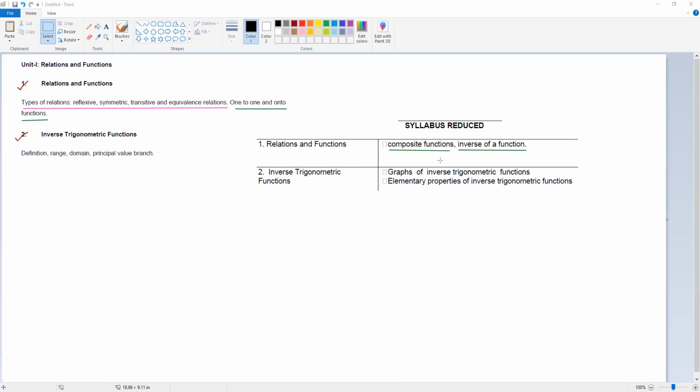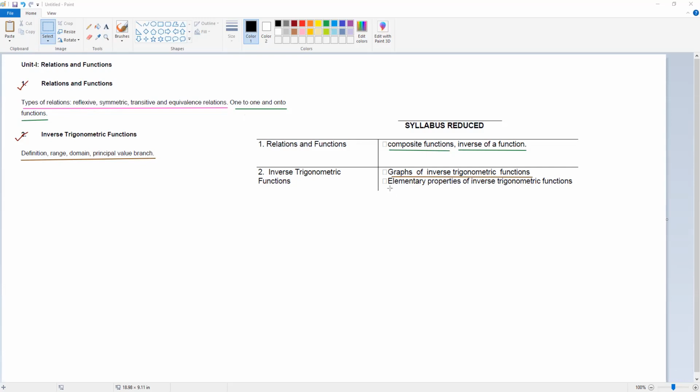Similarly, for inverse trigonometric functions, what we are going to discuss is what is meant by inverse trigonometric function. Since it is a function, there will be a domain and range. What is the domain and range of inverse trigonometric functions? And there is a new thing that we will discuss: what is principal value branch? Okay, this is what we are going to discuss. And earlier, graphs of inverse trigonometric functions were there. It is eliminated.